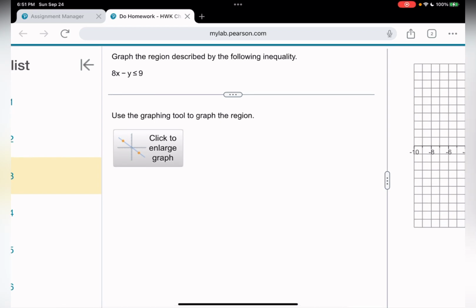Next one. 8x minus 9 minus y less or equal 9. So 9 and 8, they don't divide by each other, so I'm going to go by slope, this one. 8x minus 9 minus y less or equal 9.